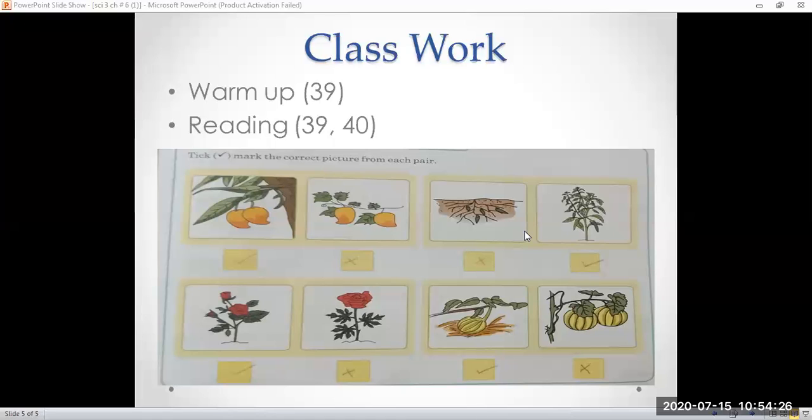So next student who is going to continue from page number 40 is Abdul Ahad. Yes, Abdul Ahad, kindly unmute yourself.